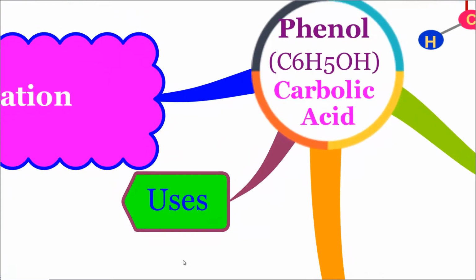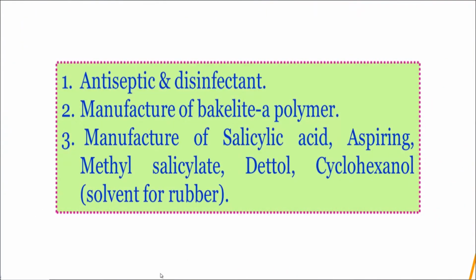Let's have a quick look at the uses of phenol. Phenol is used as both antiseptic and disinfectant. What is the difference here? If phenol is doing microbial action, bactericidal action, killing the bacteria on a living tissue, then it is called an antiseptic. If the same action is done on inanimate, lifeless things like floors, tiles, etc., then it is called a disinfectant. So phenol is used both as antiseptic and disinfectant.